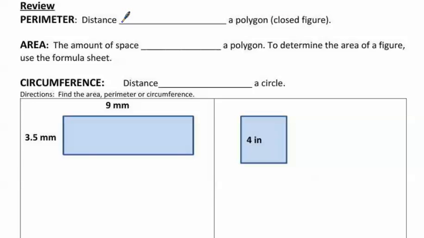Let's review perimeter, area, and circumference. Perimeter is the distance around a polygon. Area is the amount of space covered by a polygon. To determine the area of a figure, use your formula sheet. Circumference is the distance around a circle.